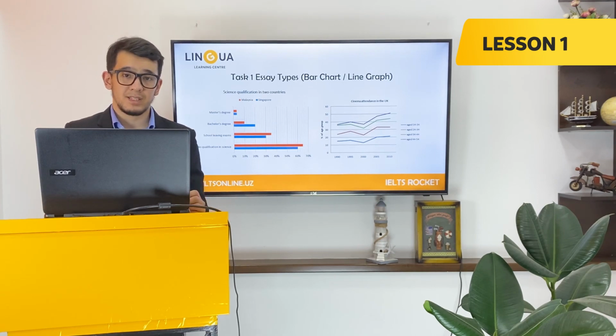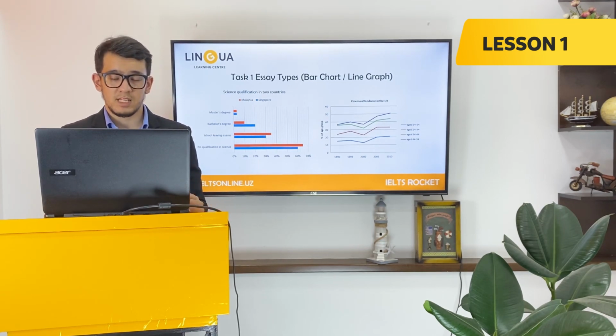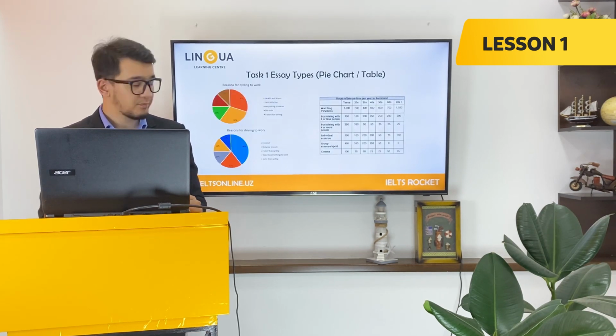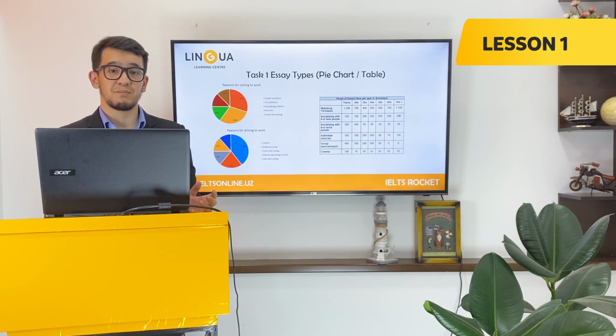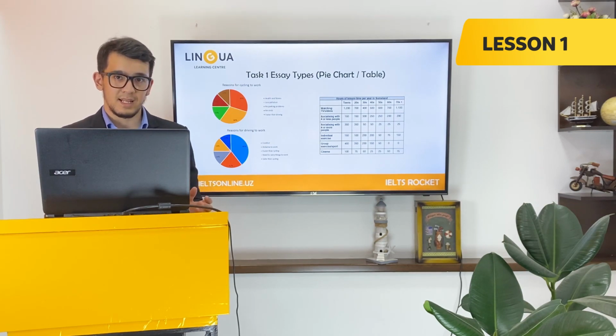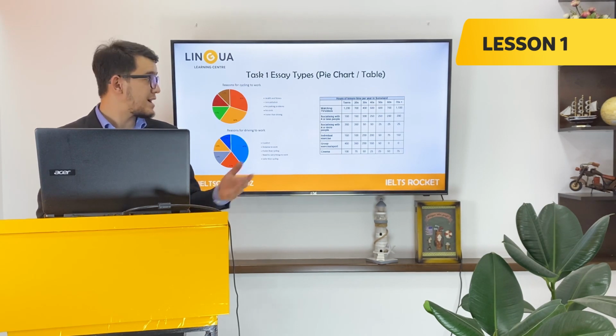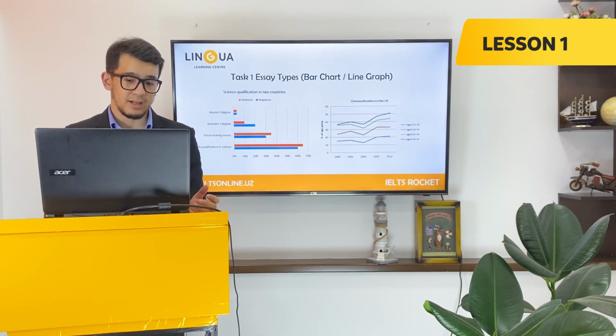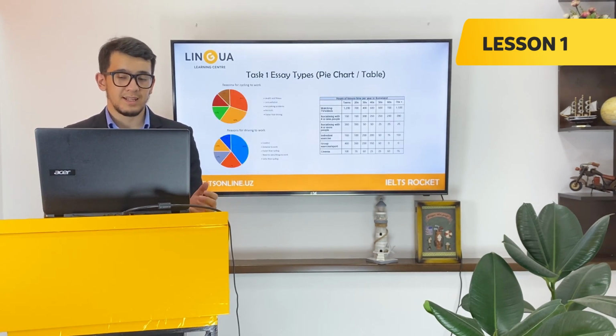These are the most common tasks in task 1 IELTS writing, and most of the time you are likely to get tasks that look like this. But we also have pie charts. They're right here. They look like a pizza, and they have slices inside, and they have also this visual information that you should describe. And then we have the tables that usually provide statistics. So let's remember: bar chart, line graph, pie chart, and a table.